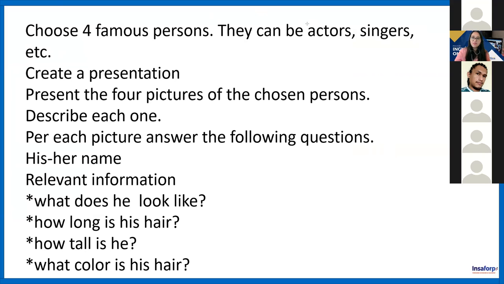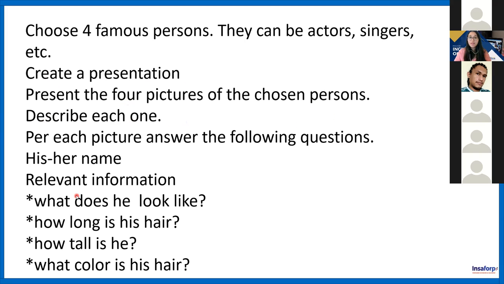Estamos hablando de los physical appearance. Estamos hablando de simple present también. So, you're going to describe four famous persons, right? The actors, singers, your favorite person. You're going to create a presentation. Vamos a agregar the pictures, right? According to each person, according to each character. Y vamos a describir that person.